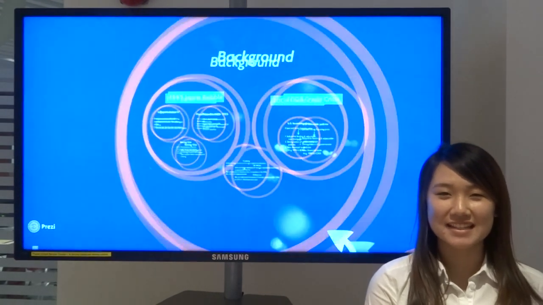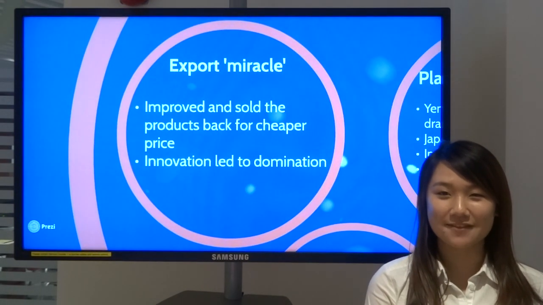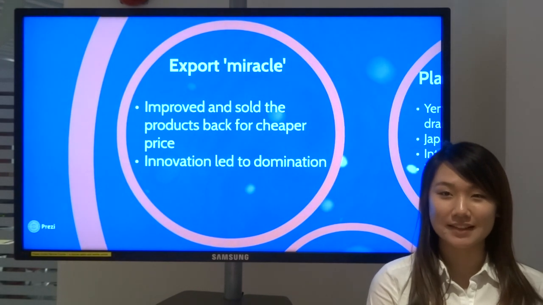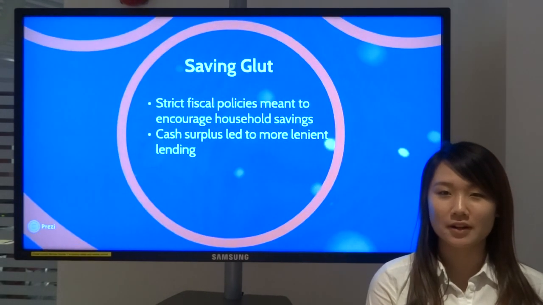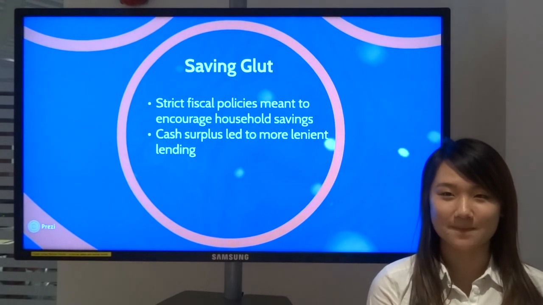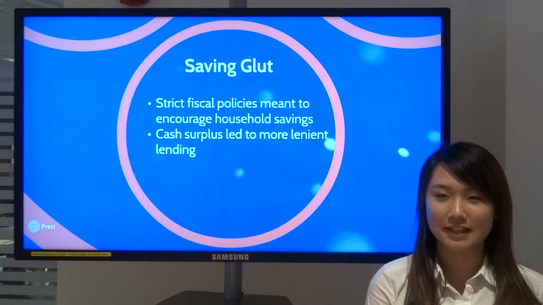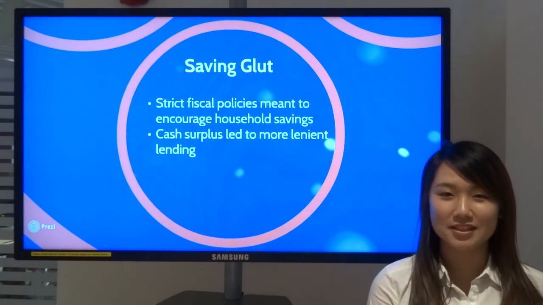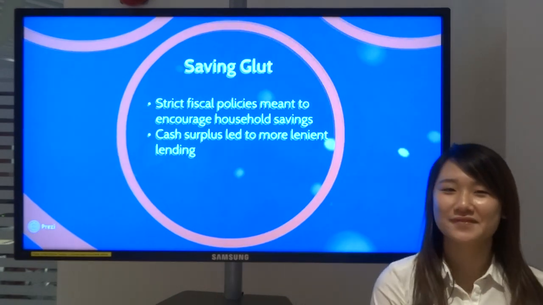For the 1989 Japan bubble, Japan was famous for improving things and selling Western products at cheaper prices, as well as inventing innovative products and exporting them at that time. The export miracle led to overconfidence and overexuberance in Japan's economy. Japan's booming post-war export economy and strict fiscal policies that were meant to encourage household savings resulted in a cash surplus in the country's banking system that eventually led to more lenient lending.